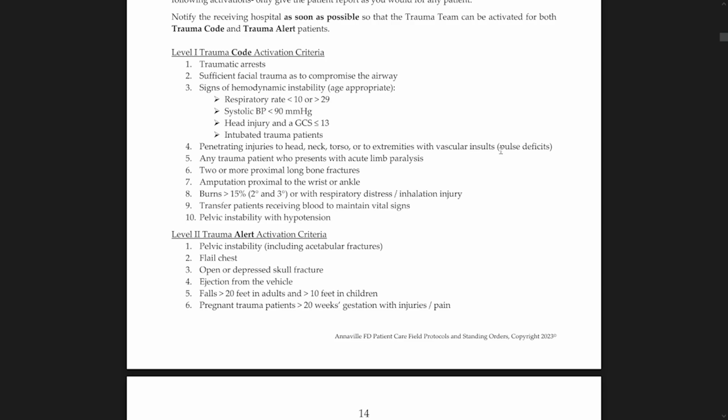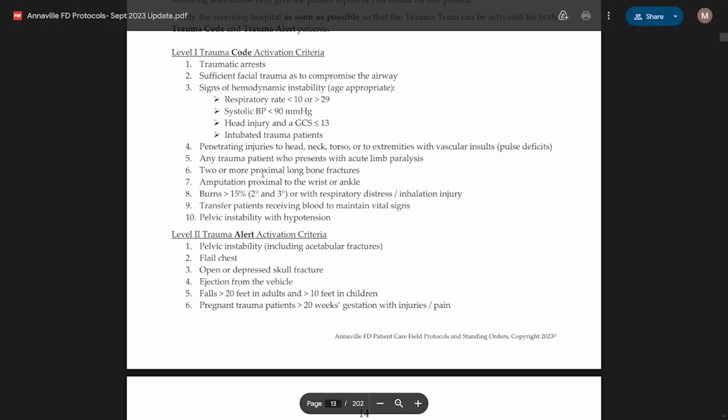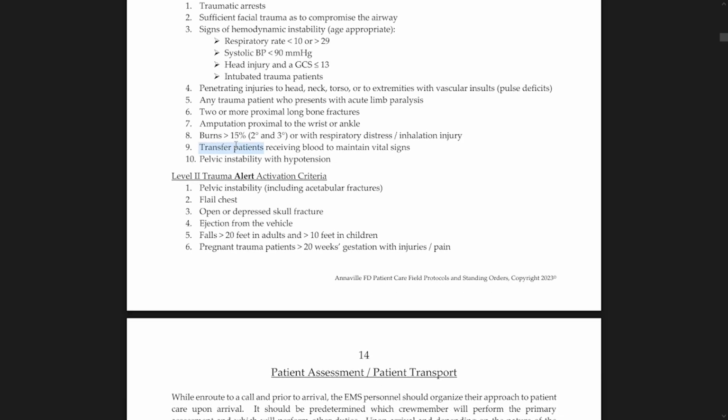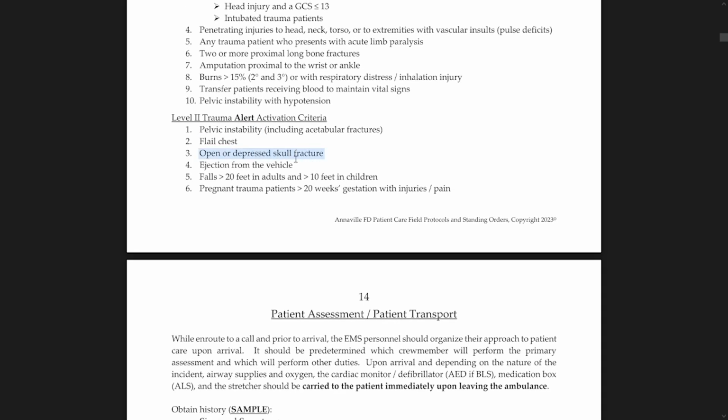penetrating injuries to the head, neck, torso, or extremities with vascular insults, which means pulse deficits, any trauma patient who presents with acute limb paralysis, 2 or more proximal long bone fractures, amputations proximal to the wrist or ankle, burns greater than 15% for second and third degree burns, or with respiratory distress and inhalation injuries, transfer of patients receiving blood to maintain their vital signs, pelvic instability with hypotension.